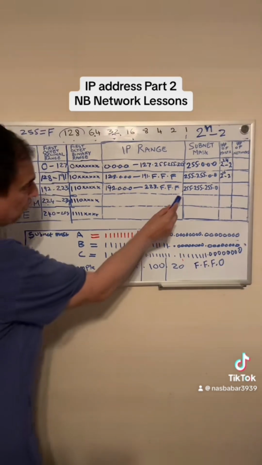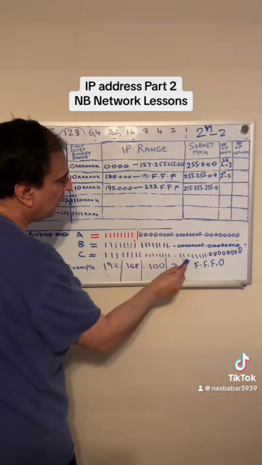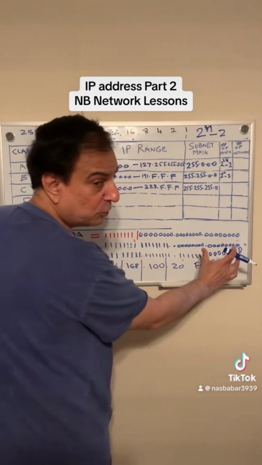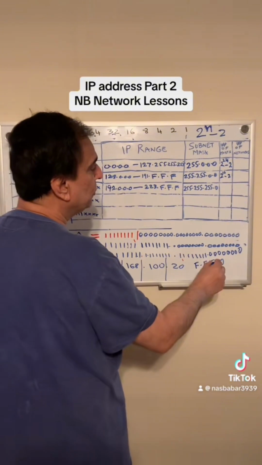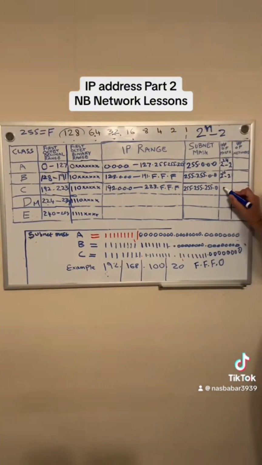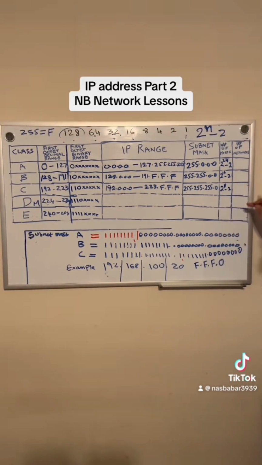All ones for this 255, all ones for this 255, all ones for this 255, and zeros for this. So this part is only left for the number of hosts. So 2 raised to the power, in this case, is going to be 2 raised to the power 8 minus 2. That will give you the number of hosts. Now let's talk about number of networks.